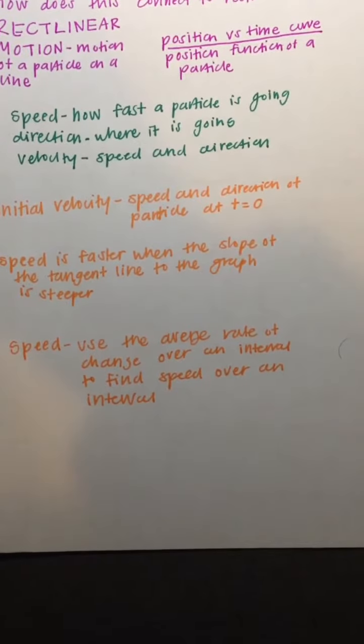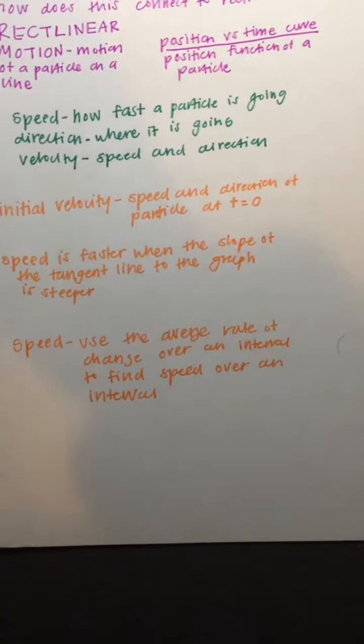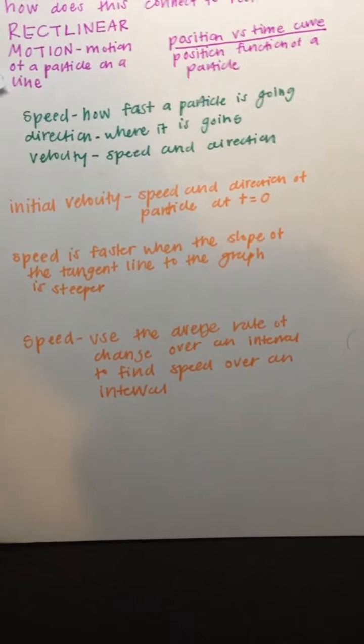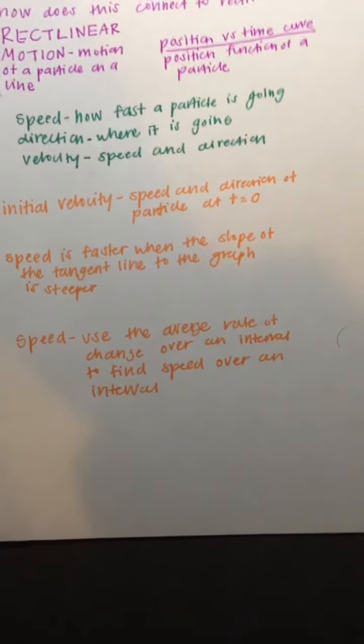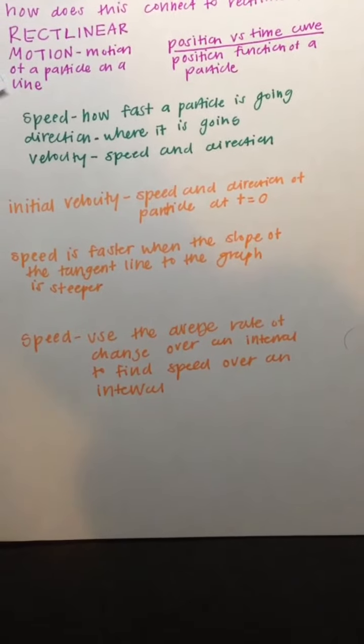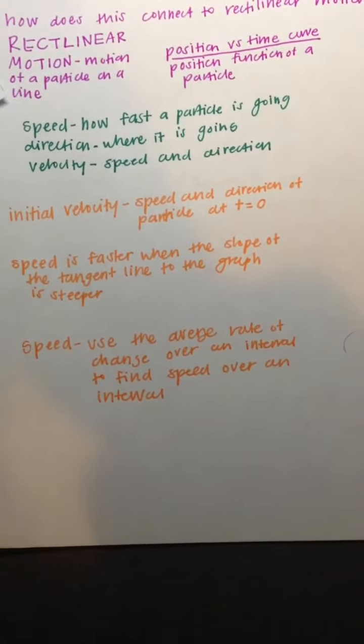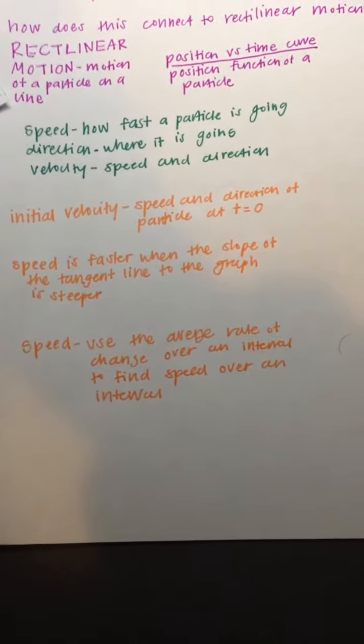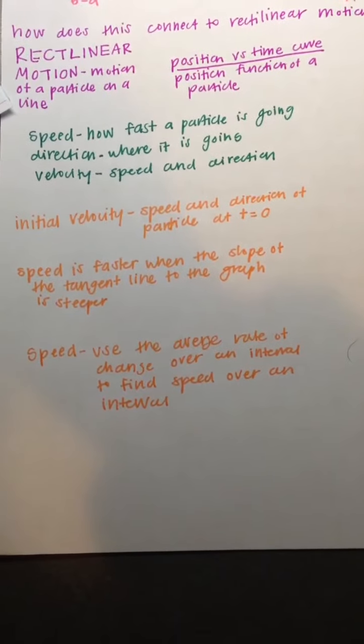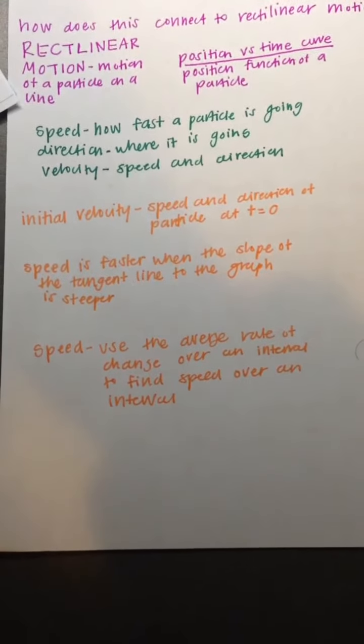Speed is how fast a particle is going, direction is where the particle is going, and velocity is the speed and direction of the particle. So if you're given a position function graph, you can figure out its speed, direction, and velocity. The initial velocity is the speed and direction of the particle at t equals 0.